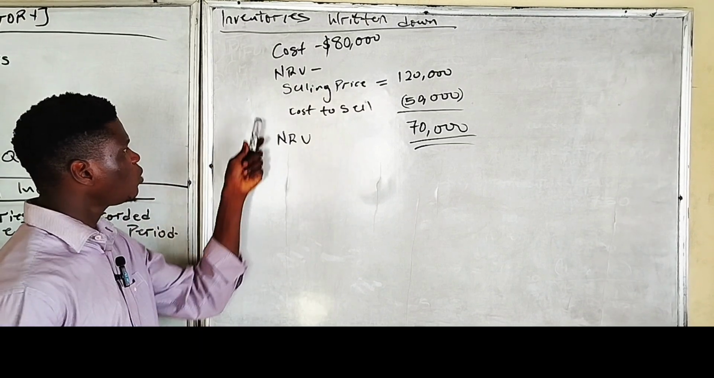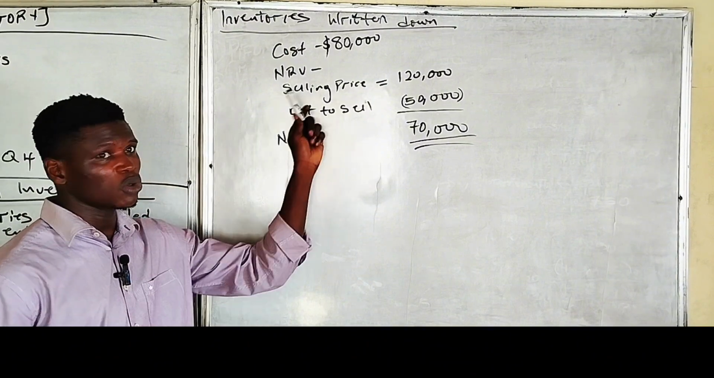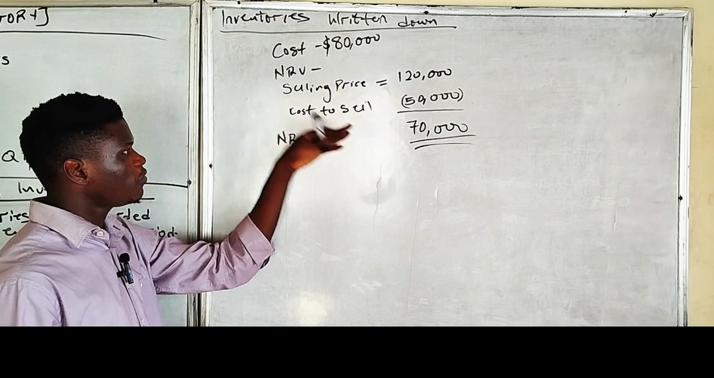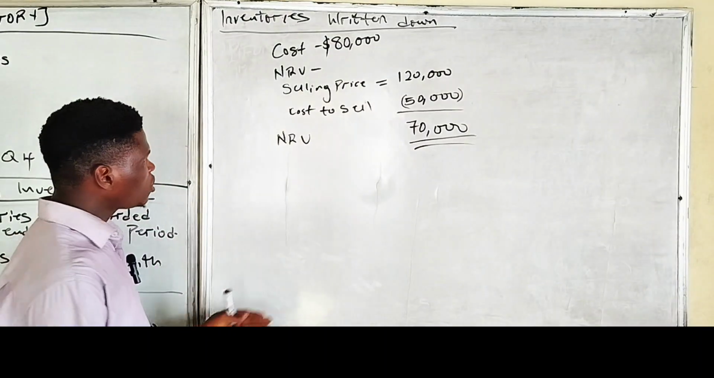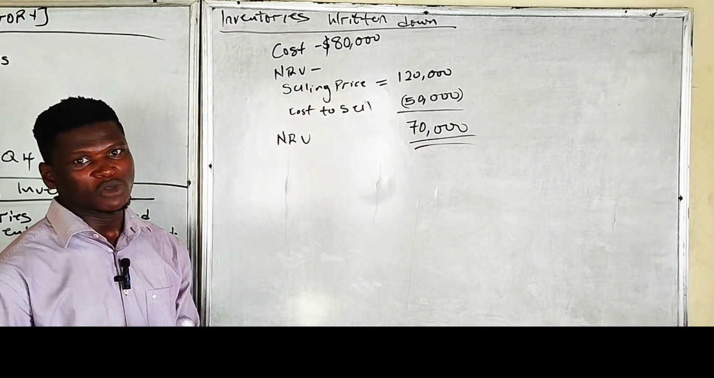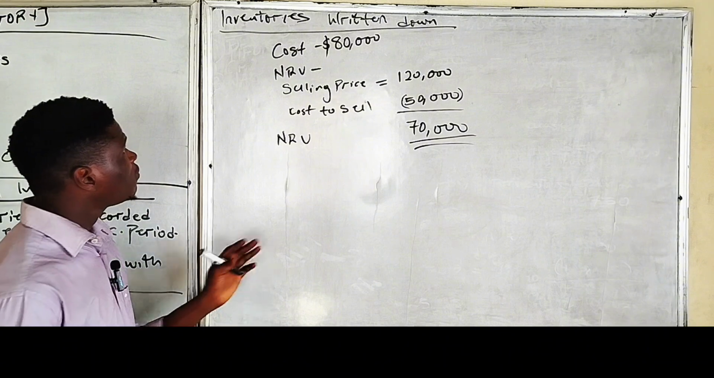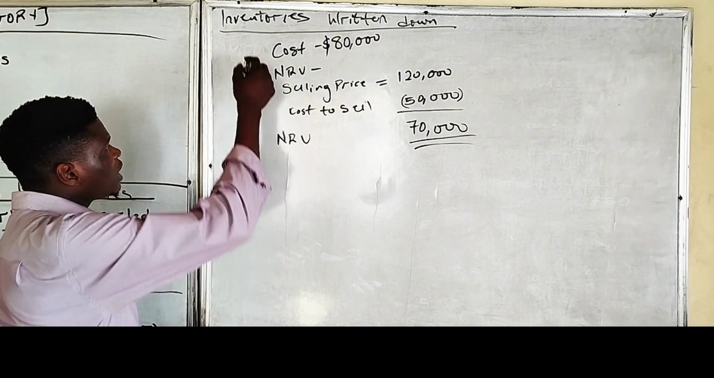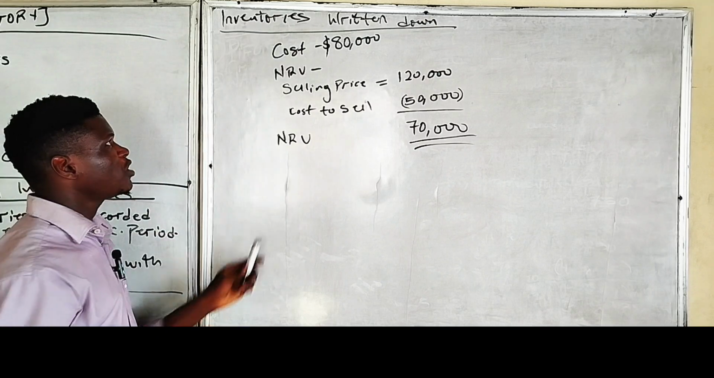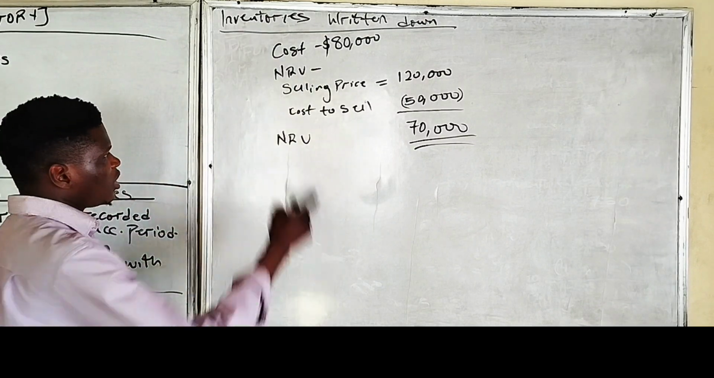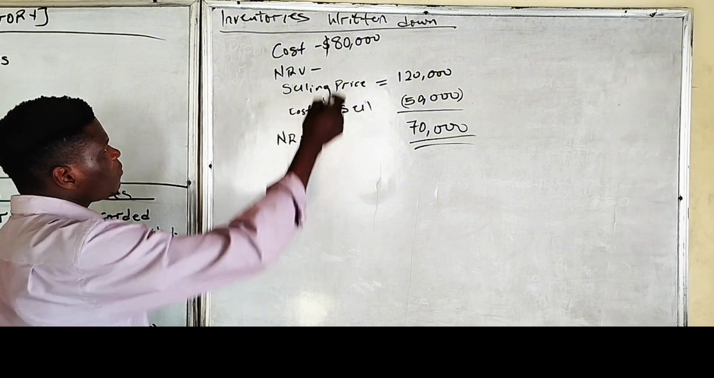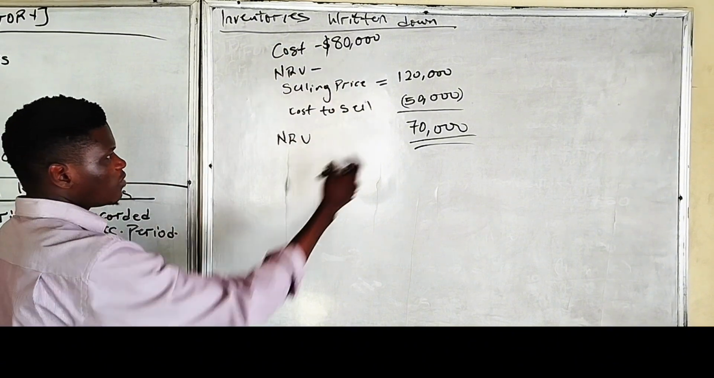But in a case where we have NRV lower than cost, it means that we have to write down our initial cost of inventory to reflect the net realizable value, which goes back into the measurement of inventory, saying that inventory is to be measured at the lower of cost and net realizable value. So if we had initially measured inventory at 80,000, then we have to write it down to reflect this 70,000. How do we bring down 80,000 to reflect 70,000?